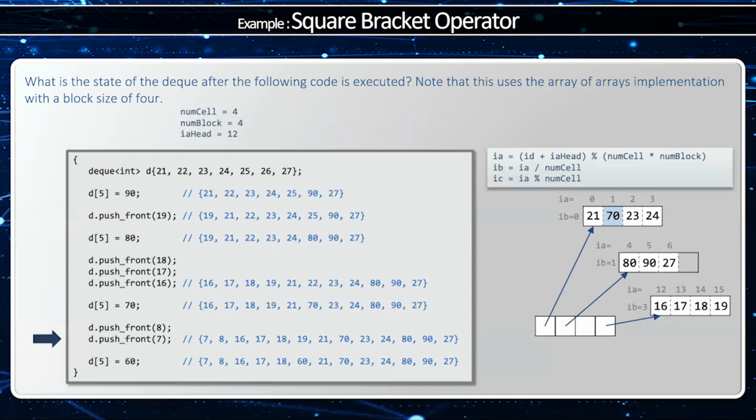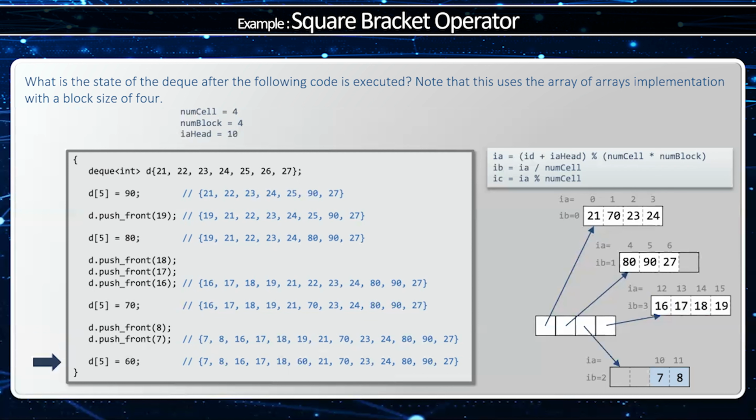Now I'm going to push 2 elements in the front of my Deque. Notice how block 3 is full, so now I have to allocate a new block in front of that, which would be block 2. IA head goes from 12 to 10. And we expect that. If we push front, we expect my IA head to decrement.